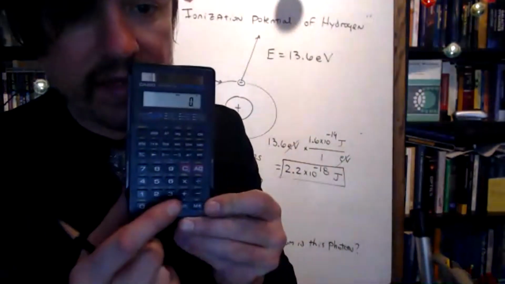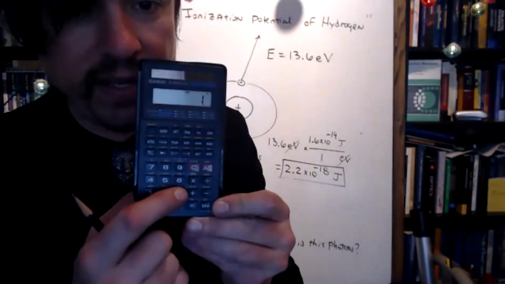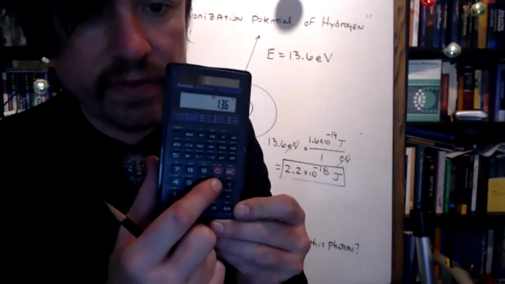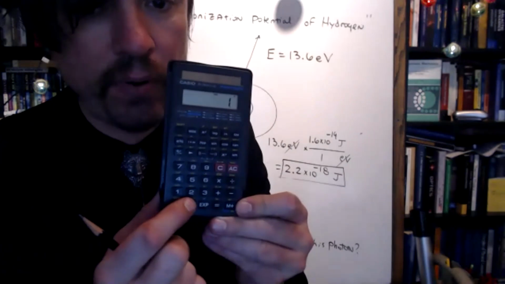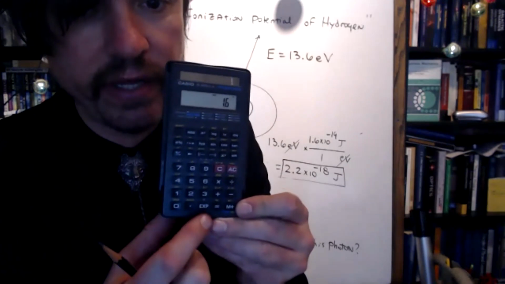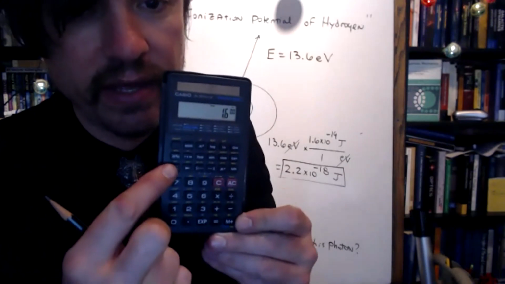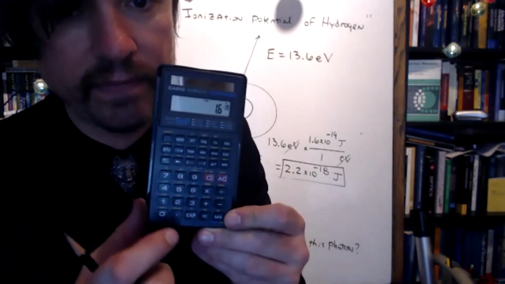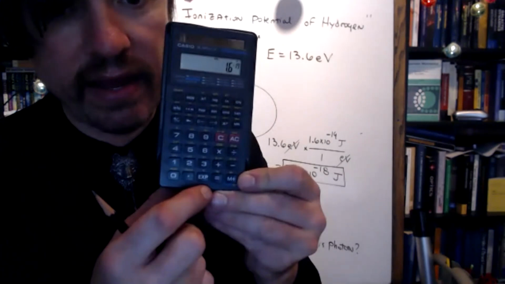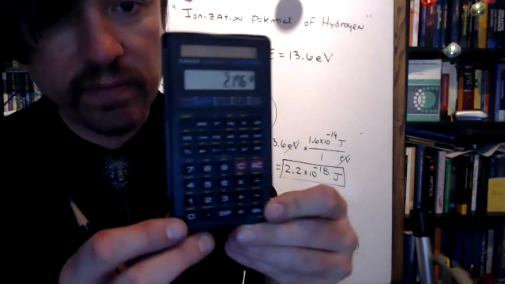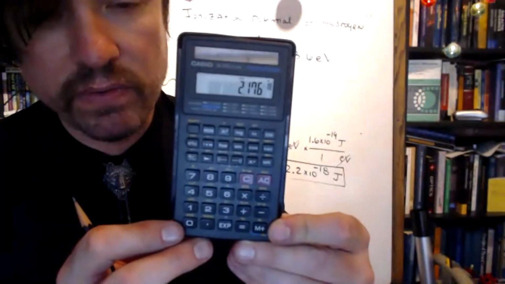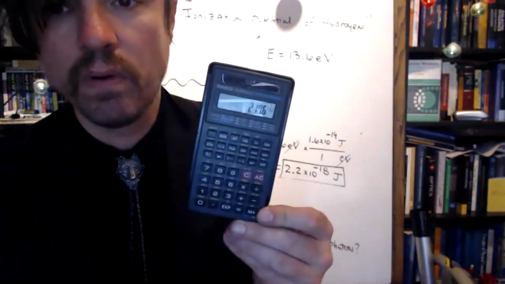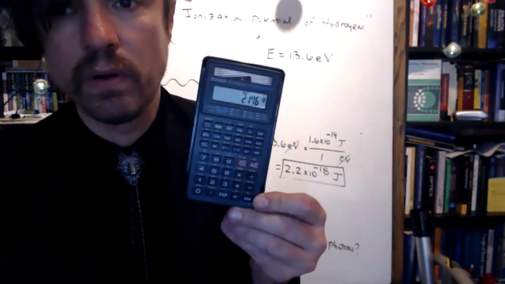I would type it as 13.6 times 1.6 EXP negative key 19. And then I would hit equals. So what did you do? I think I put 10 EXP.